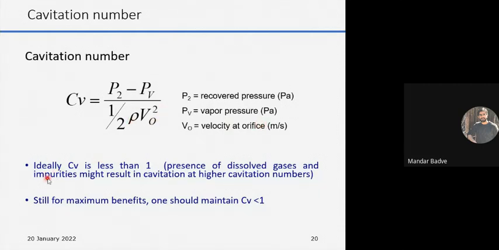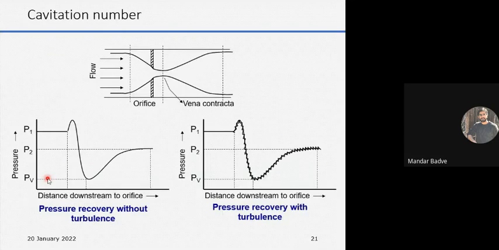So like I said, ideally Cv, the cavitation number, should be less than 1. Obviously, the presence of dissolved gases and some impurities might result in cavitation at a higher cavitation number, because the nucleation starts earlier, and therefore you might see cavitation at a higher cavitation number as well. But for maximum benefit, the thumb rule is that one should maintain the cavitation number to be less than 1, right?